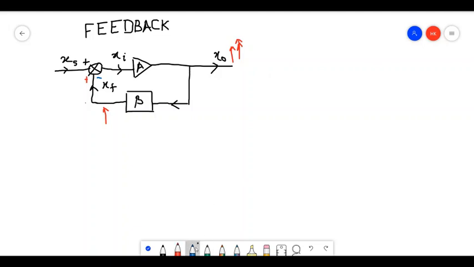And if we take a negative feedback system, let's say that the output has increased, so you know that the feedback also increases. So in that case we subtract this feedback from the input, so therefore x_i will reduce, and this will cause the output to go down or reduce. And negative feedbacks are usually used in amplifiers.